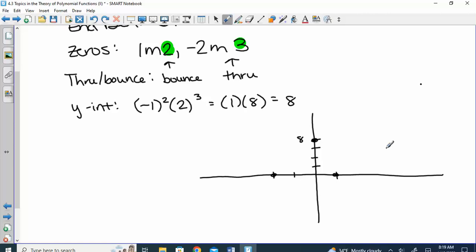My graph is supposed to start down here and end up here. So I'm starting from the bottom. At -2, my graph goes through. So we have to go through this point, hit the y-intercept, come back down and hit 1, and at 1 my graph bounces. When you have a bounce, it's not making a V, okay, it's like a U. So it should look something like this.